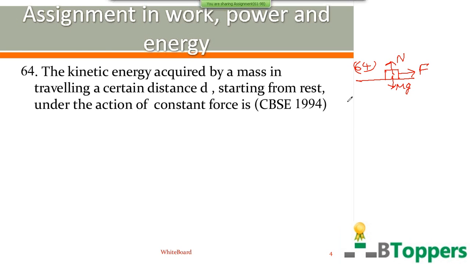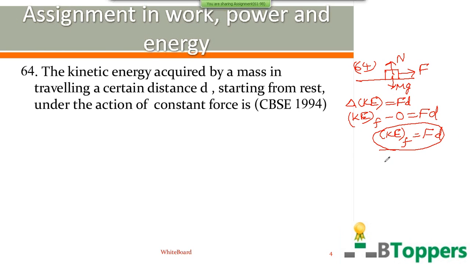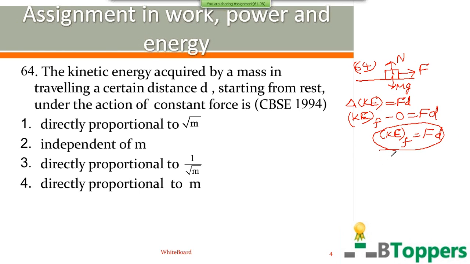According to the work energy theorem, the change in the kinetic energy of the body is equal to the total work done by all the forces. Work done by a constant force F is equal to F into d. Work done by the gravitational force is 0 and work done by the normal reaction is 0. The change in the kinetic energy is equal to final kinetic energy minus initial kinetic energy. Initial kinetic energy is 0 if it starts from rest. That means the final kinetic energy acquired by the body after it travels a distance d under the action of a constant force will be F into d, irrespective of the mass of the body. Therefore, the second option is the answer, independent of m.